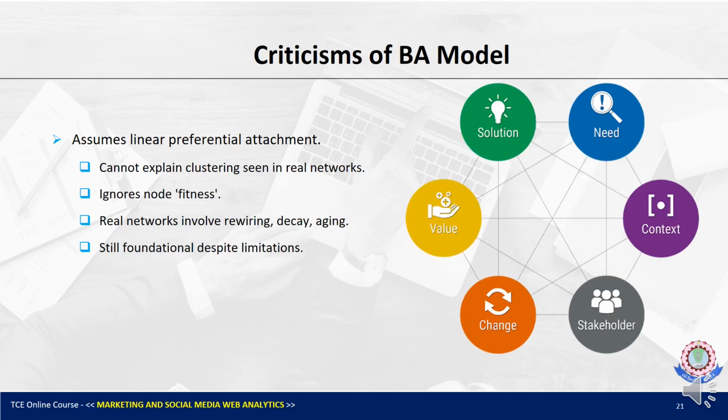Criticism of the BA model. The BA model has a few limitations. It assumes linear attachment. Real networks have clustering, which the BA model doesn't predict. It ignores node fitness or quality. In reality, nodes age or lose relevance.